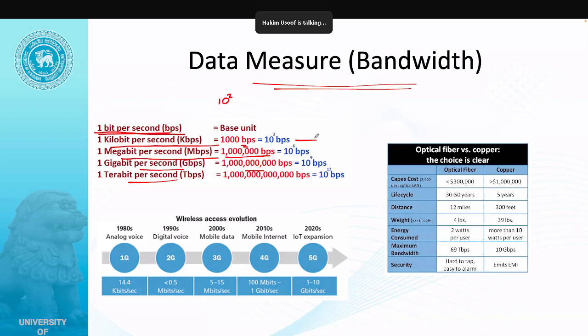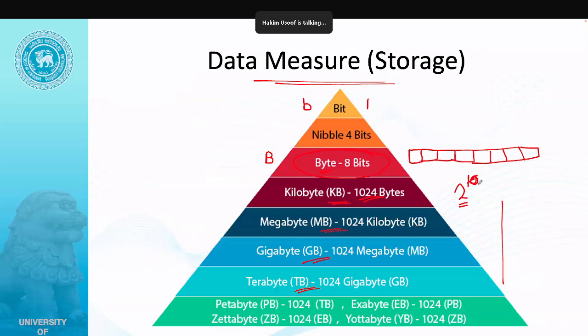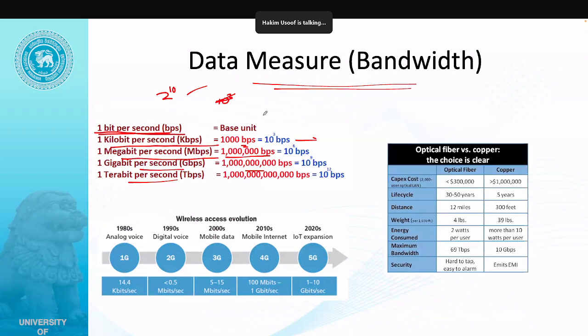Now it is 10 to, sorry, oops. It was 2 to the power 10 when we talk about bytes, right? Here, this was 2 to the power 10, kilobytes. Here, it is 10 to the power 3. We are talking about thousands here, right?